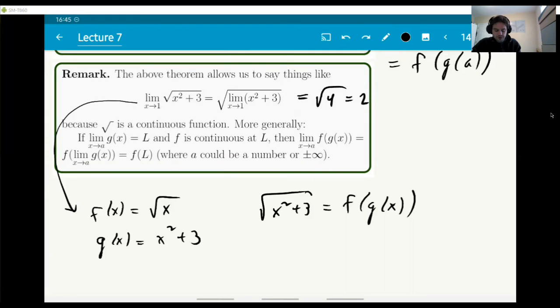So now let's read this more general part, these last two lines here. If you have an inside function g, which has a limit L, and your outside function f is continuous at that L, then when you're trying to compute a limit like this with a composite function, you can write the limit inside of the function f.